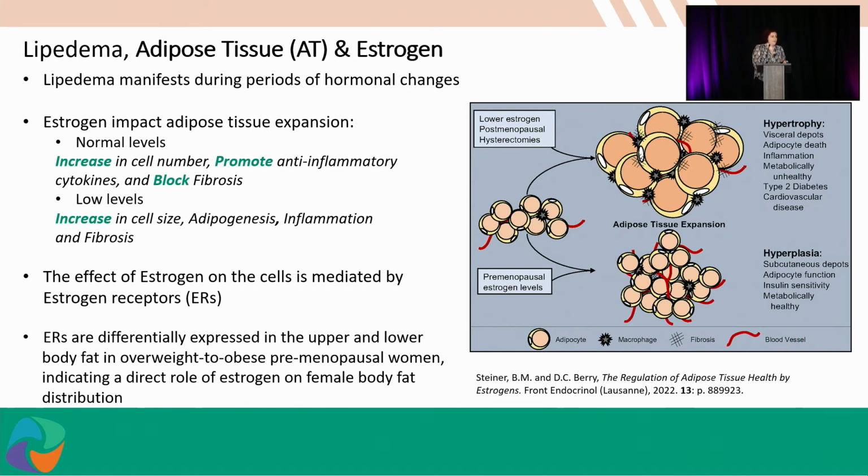When we have normal levels of estrogen, we see an increase in the number of cells, but we don't see inflammation or fibrosis. However, when we have low levels of estrogen, we can see an increase in cell size, adipogenesis, inflammation, and fibrosis, which is similar to what we see in lipedema patients. The second thing is that estrogen exerts its effect on the estrogen receptors that are located inside the cells and on the cell membrane. Estrogen receptors have been shown to be differentially expressed between the upper and lower body fat, again emphasizing the role estrogen plays in lipedema and in female body fat distribution.